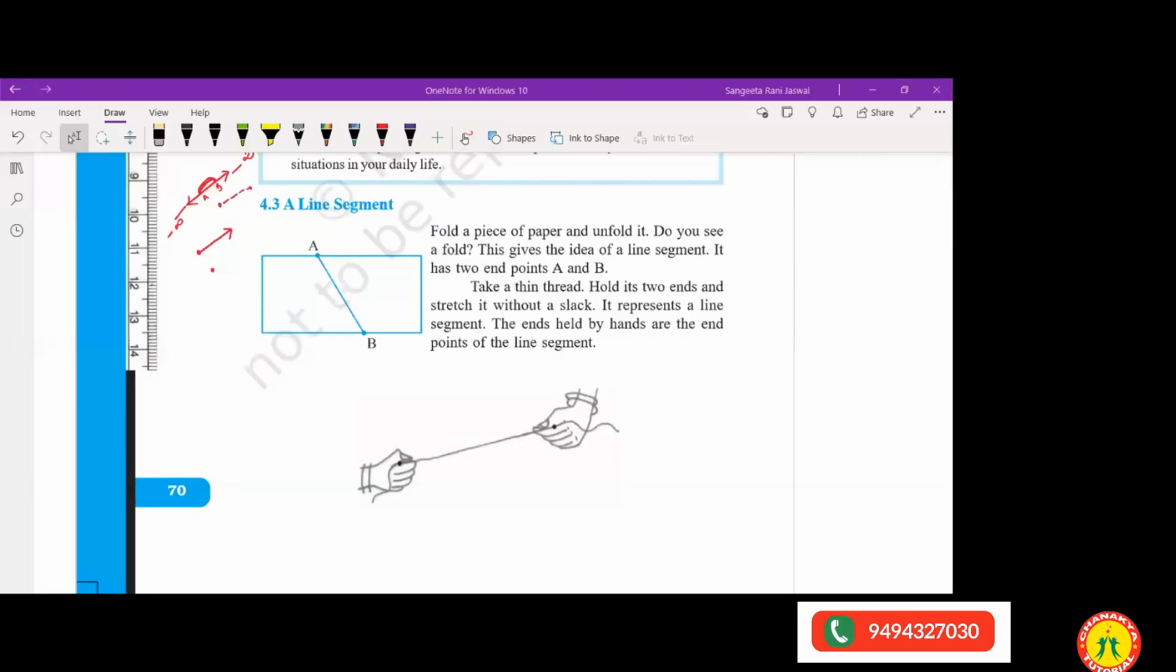Okay, coming back now. The ray starts from one point, it has no end point. Like a sun ray, torch ray, light from the torch.